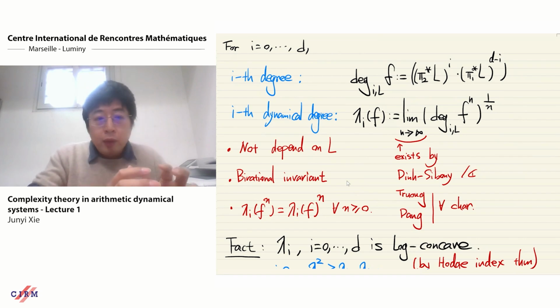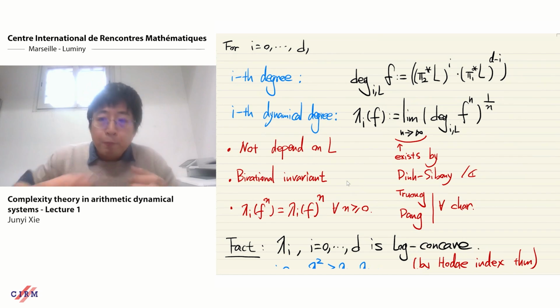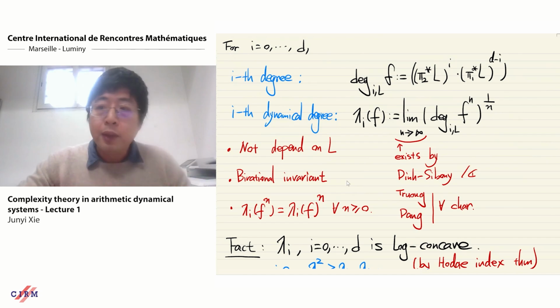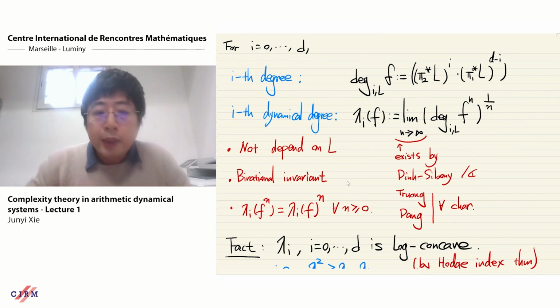So, for example, here we only define this dynamical degree for projective varieties. But because it is a birational invariant, you can define it for any variety. For example, even for an affine variety, you can still define this dynamical degree, because you can define it via any projective compactification, and you define it to be the same number, because it is a birational invariant, so it does not depend on which compactification you use. Okay, and it has a very good behavior, because you see that lambda i of the iterate of f, so lambda i of f^n, is exactly lambda i of f to the nth power.